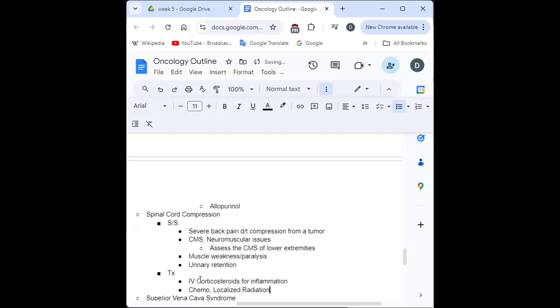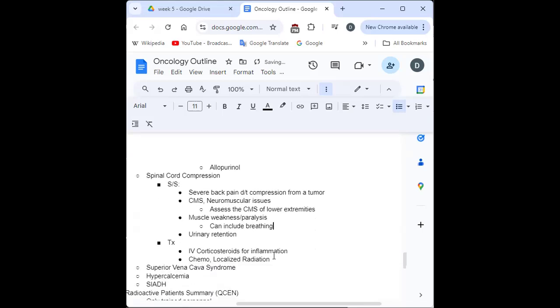So they have the spinal cord compression. We can put direct radiation to the area, try to make the tumor go down, help with the pain, and help with the fact that it's pinching nerves and causing all this other stuff. It can even cause difficulty breathing. Obviously this is something that requires immediate attention, because it's compressing your spinal cord.